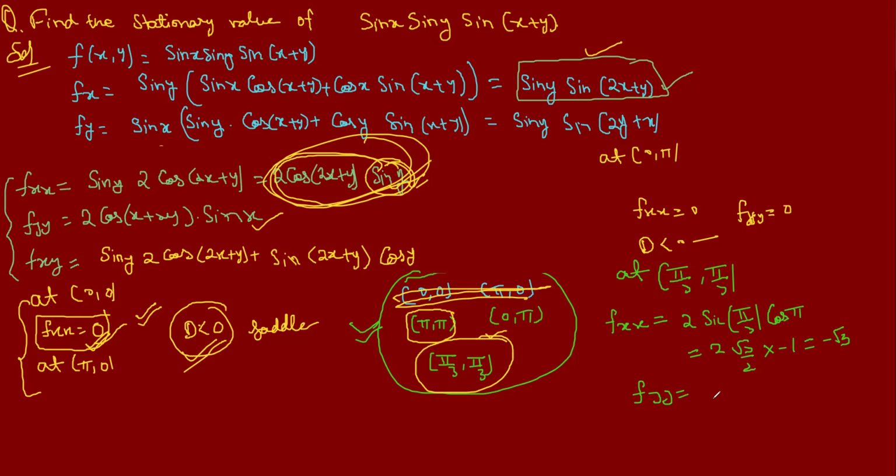f yy will be sin 60 cos. I think you will get the same thing, right? Both negative. And what is this? Minus root 3. Sin pi is 0. This is 0. So all values are minus root 3. And check, this is negative. Find the value of D. What is D? Root 3. Root 3 means 3 minus root 3 square.